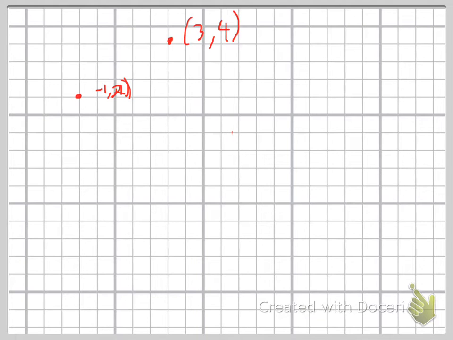It's actually not negative 1, 2. I messed those two up. Let's fix that. Negative 2, comma 1. So double check that you can plot points. It's the x-coordinate first, left and right, and then the y-coordinate second, the up and down.